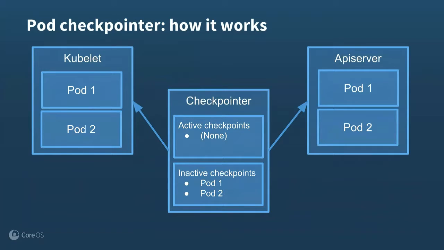In the steady state, we have our kubelet that's running pod 1 and pod 2. Our API server says that we should be running pod 1 and pod 2. And so our checkpointer, which is watching this, has inactive checkpoints for pod 1 and pod 2, these critical pods, and no active checkpoints.